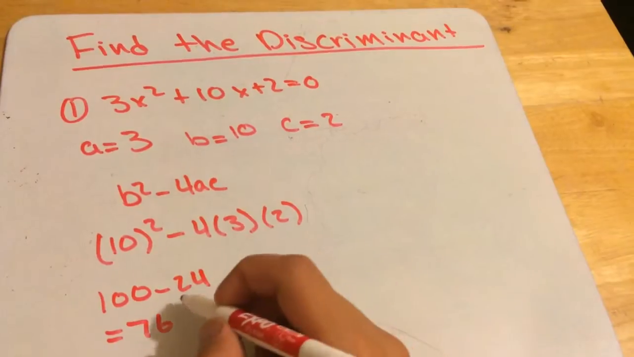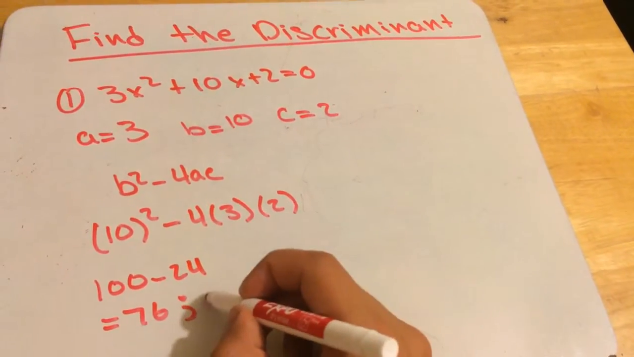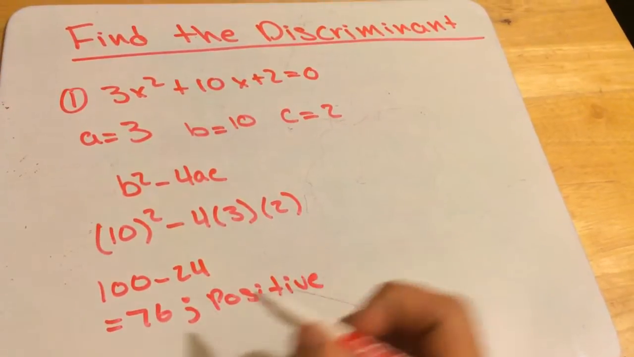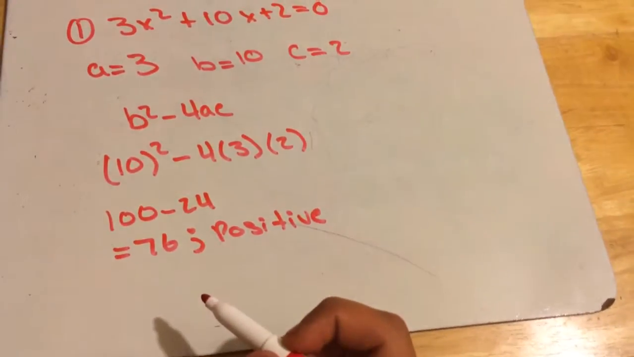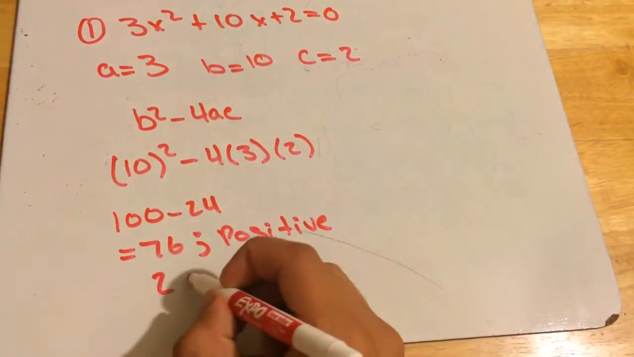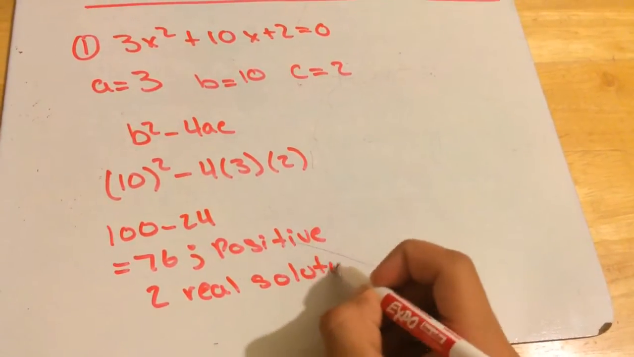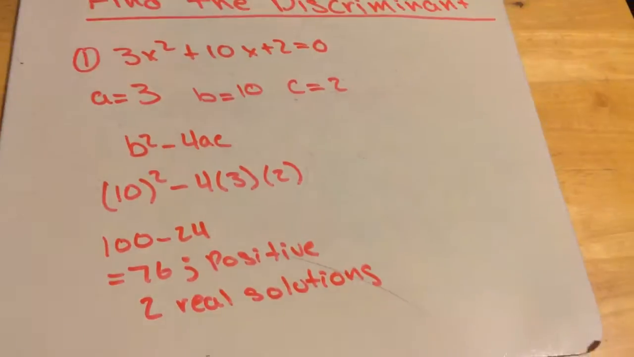And then because it's 76, that means it's positive. And when it's positive, that means that you have two real solutions. And that was your first example.